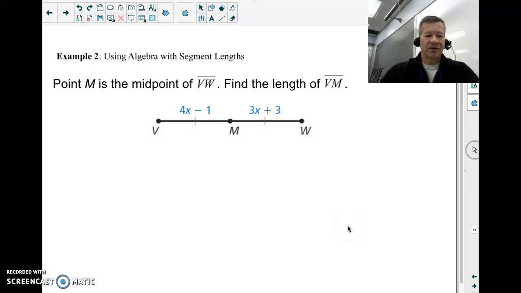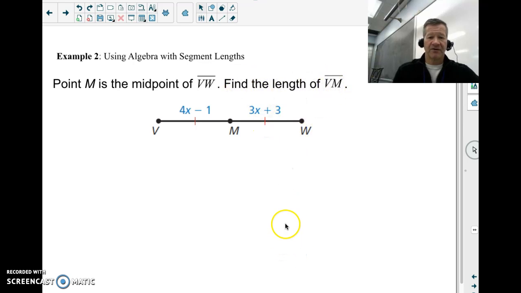In example 2, we're going to use algebra with segment lengths. We have a diagram here that shows that point M is the midpoint of segment VW. So if you look here, there's point M, and we can tell it's the midpoint of VW because this segment is marked congruent to this segment. Find the length of VM.